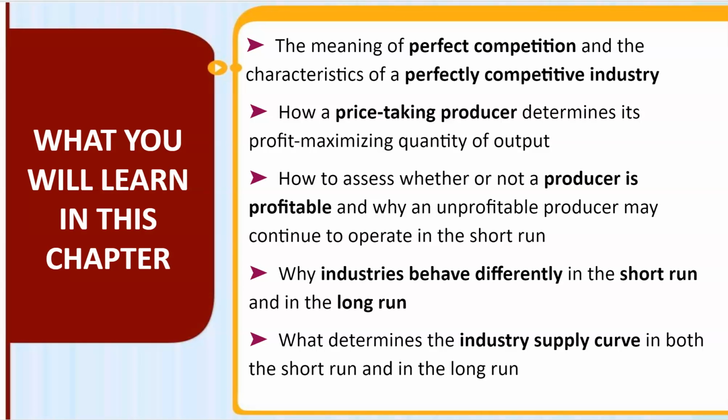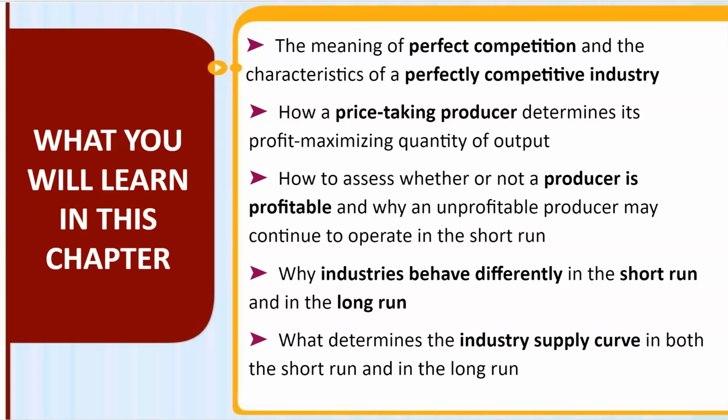Let's take a look at what you're going to learn in this chapter. First of all, we're going to look at the perfectly competitive industry, our last chapter on perfect competition. We're going to learn about price-taking producers and consumers, what determines profitability, and why some industries behave differently in the short run versus the long run.